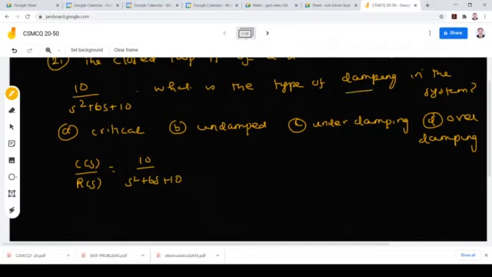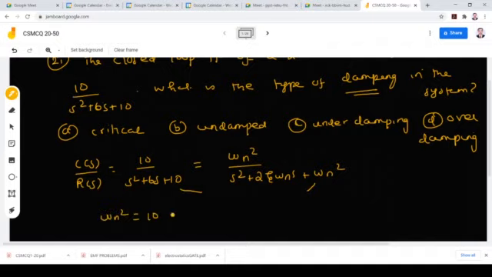In order to find the type of damping, you compare this with the general equation for a second order system, that is given by omega n squared divided by s squared plus 2 zeta omega n s plus omega n squared. Right, so compare these two. This indicates omega n squared is equal to 10. So this implies omega n is equal to 3.16.